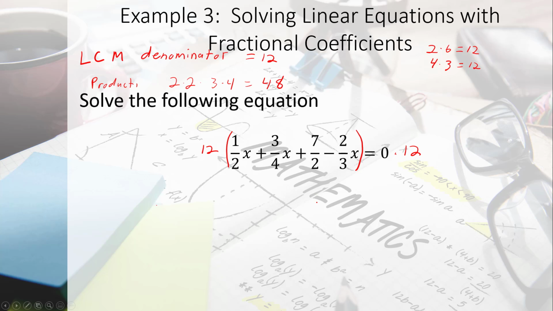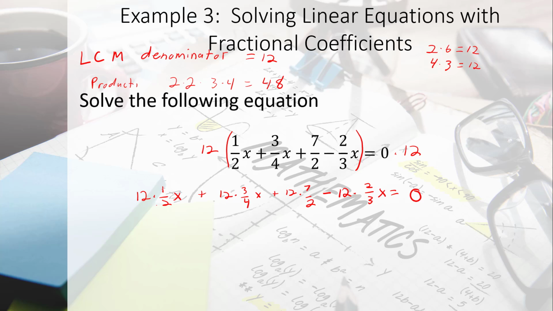So now what happens when I do the multiplication? Well, I'm going to have 12 times 1/2 x plus 12 times 3/4 x plus 12 times 7/2 minus 12 times 2/3 x. And that's going to be equal to 12 times 0, which is 0. Okay, so how do we handle these?